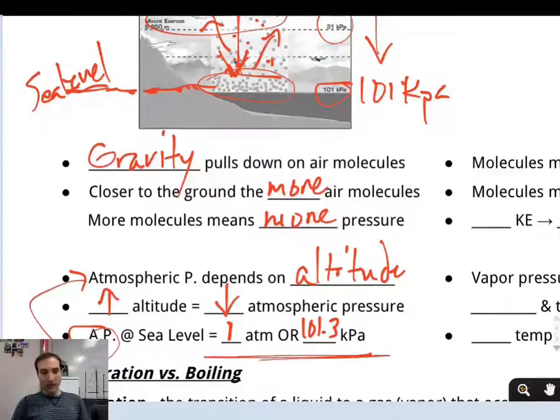These values are on the back of your periodic table in class. So you don't have to memorize these values as much as you just need to know where to find them and that they represent sea level.